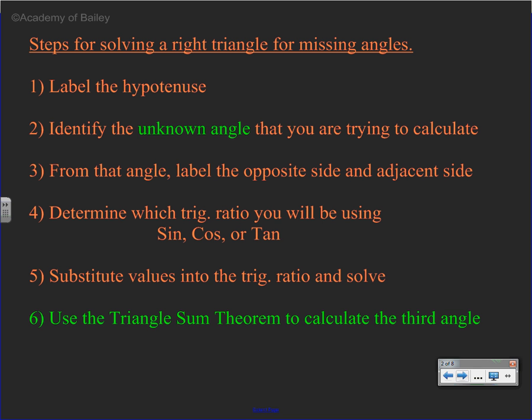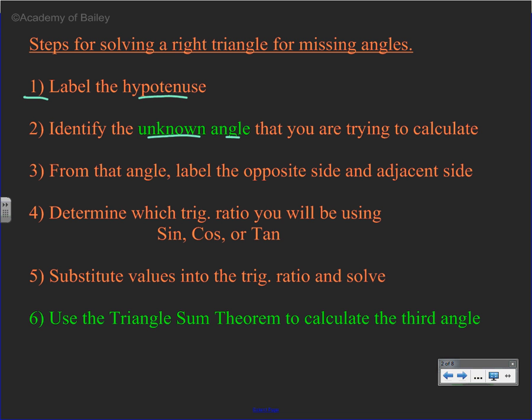So the steps for solving a right triangle for missing angles. You'll notice these steps, for the most part, look the same. I've highlighted in green which parts are a little bit different. Step one says label the hypotenuse. Same step as before. Step two says identify the unknown angle. And in this case, it's an unknown angle because in part two of the video, we knew one of the angles. In this situation, we're not going to know any of the angles other than the right angle.